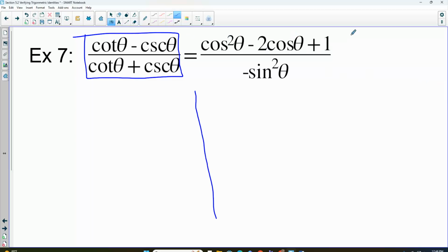Cosine squared minus 2 cosine plus 1. What could I do with that? What if it had been like x squared minus 2x plus 1? Oh, I'm going to go tell Mrs. Keller right now. You guys don't know how to factor that. What would it break into? Cosine minus 1, cosine minus 1. Yeah. X squared would just break into x, multiply to 1, and add to negative 2. That's all we're doing, but with cosines. So cosine squared would just break into cosine, multiply to 1 and add to negative 2. So negative 1, negative 1.